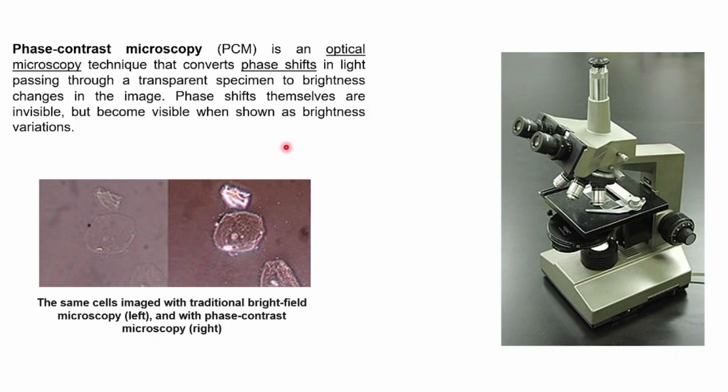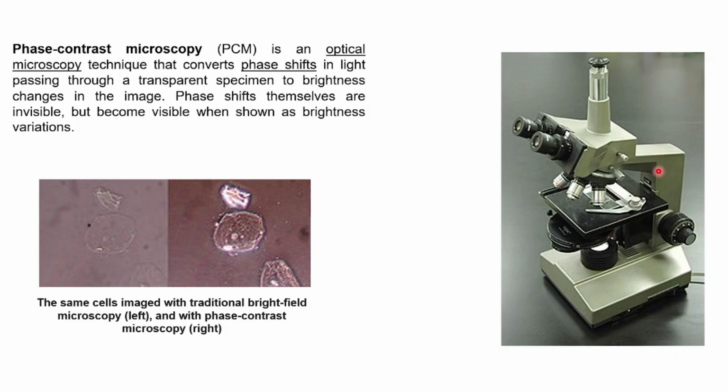If a specimen has two parts, one part more dense than the other, the less dense part will easily allow light to pass through, and this difference between the two specimen parts is what is utilized, and they show it to us by changing the brightness. So phase shifts themselves are invisible but become visible when shown as brightness variations. We cannot really see which specimen part is more dense and which is less dense, but when this is utilized to show a difference in brightness, that's how we are able to see.